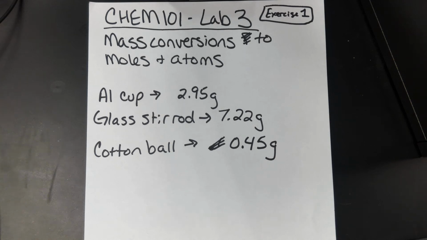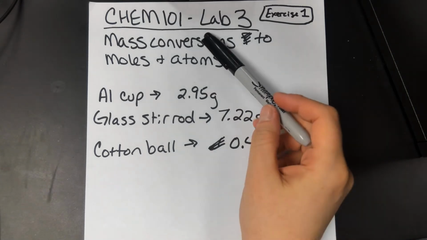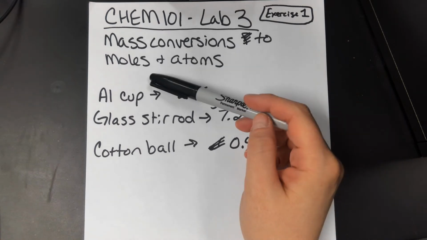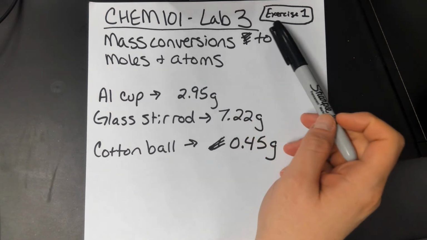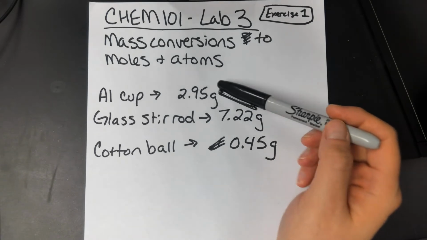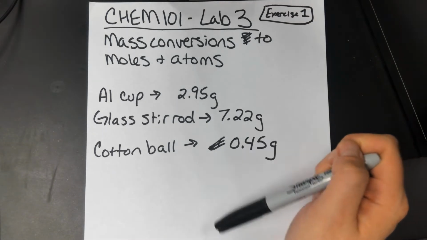Hey guys, so this video is for my Chem 101, my intro chemistry students, and this is lab 3, the mass conversions to moles and atoms, and this is exercise 1, the one where you do the aluminum cup, glass stir rod, and cotton ball.